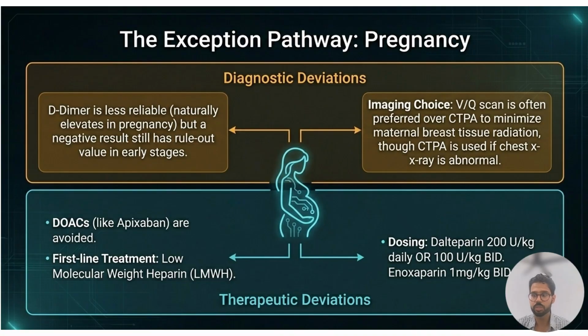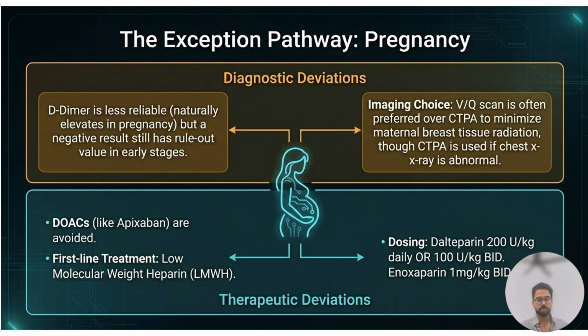Imaging choice, we often want to avoid radiation of maternal breast tissue, so we'll use VQ scan, although CTPA is often still used if a chest x-ray is abnormal. So if the chest x-ray is normal and we're still considering the possibility of a PE, then usually we'll do the VQ scan in order to protect the maternal breast tissue. If the x-ray is abnormal, then we'll go ahead with a CTPA. It's more reliable as a test.